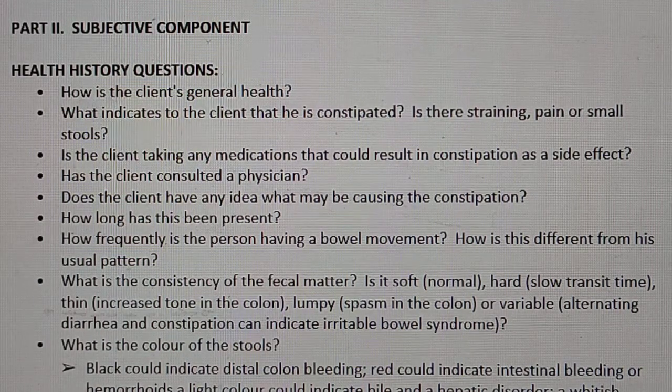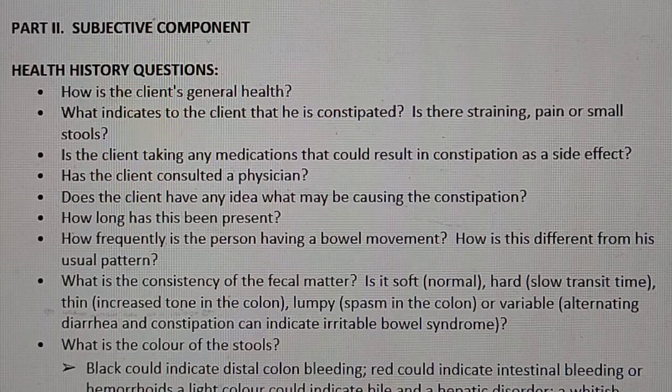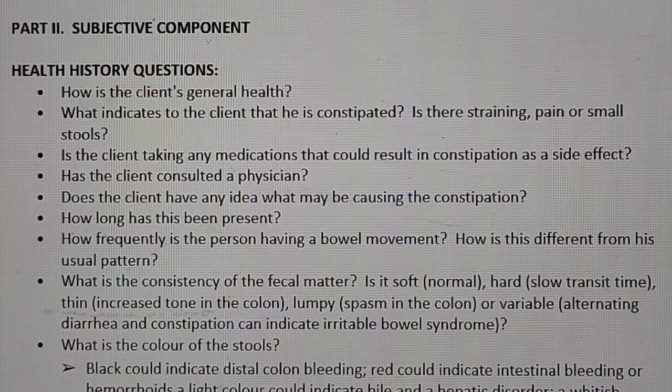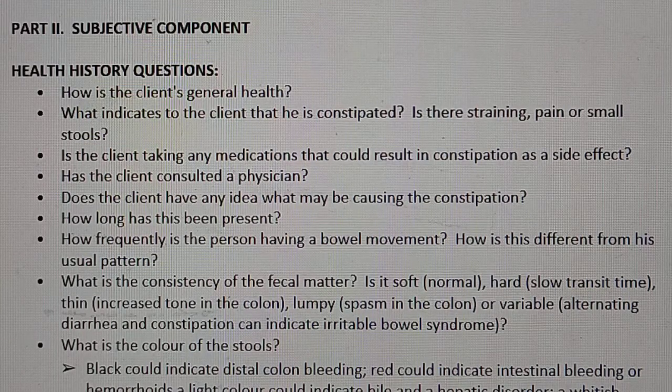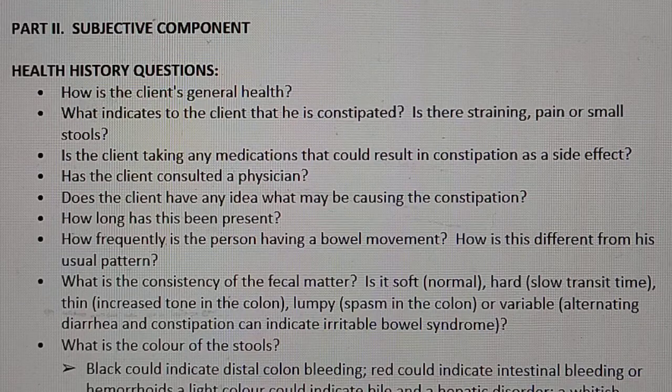Okay, it's very important. So what aggravates the pain? What increases the pain? You're going to ask the client in relation to constipation. What relieves the pain? So if the client has constipation, what does the client do to relieve, to reduce the pain that the client is having in relation to this condition?